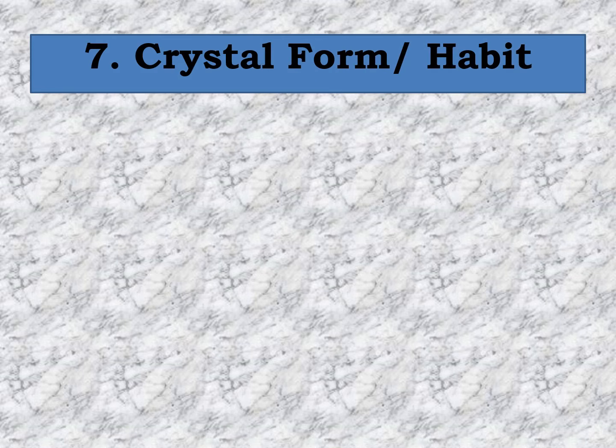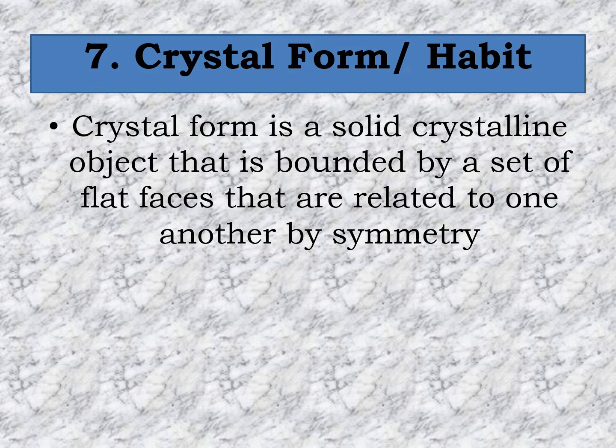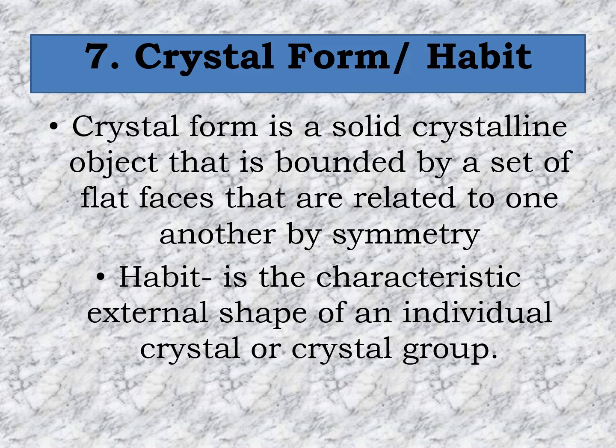So we have number 7 for crystal form or habit. So crystal form is a solid crystalline object that is bounded by a set of flat faces that are related to one another by symmetry. So when we say habit, it is the characteristic external shape of an individual crystal or crystal group.